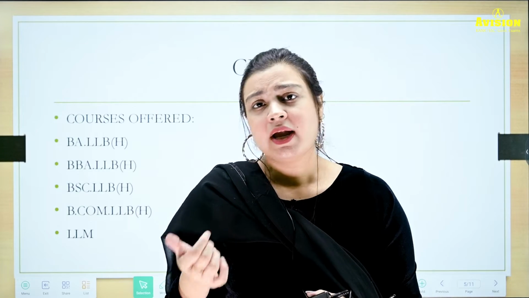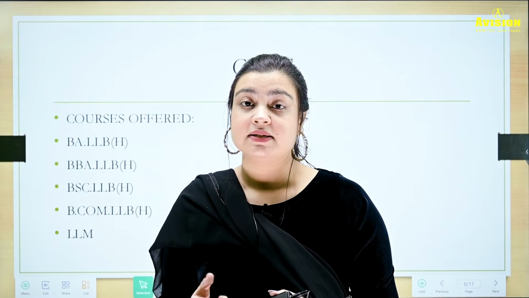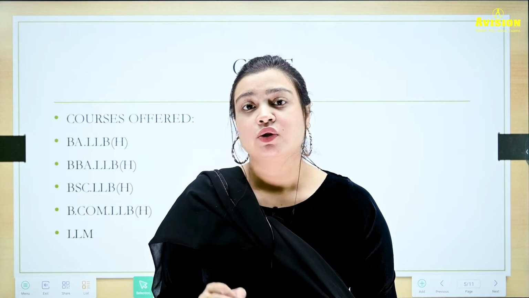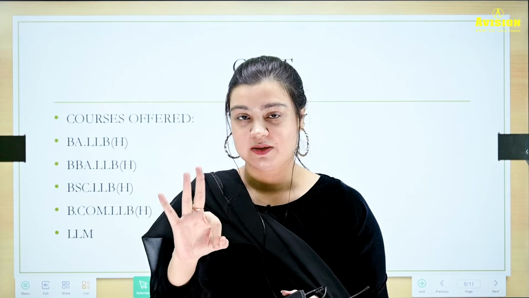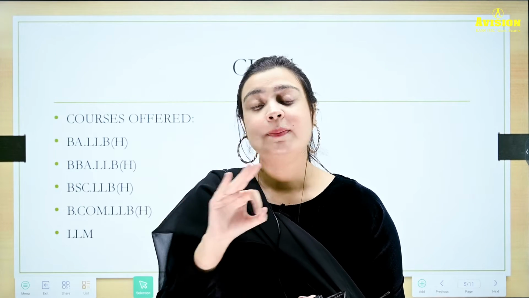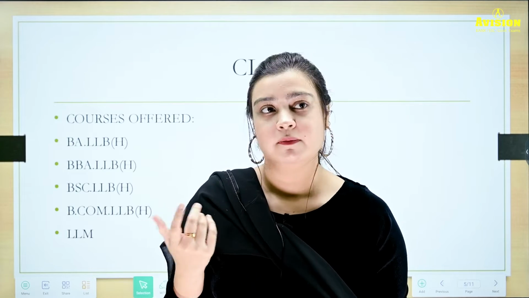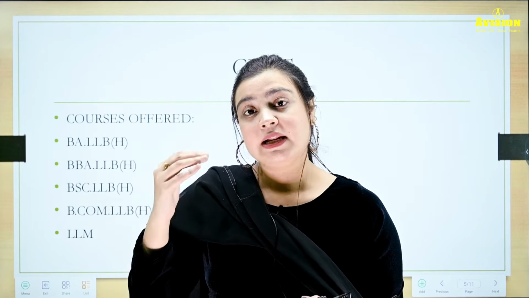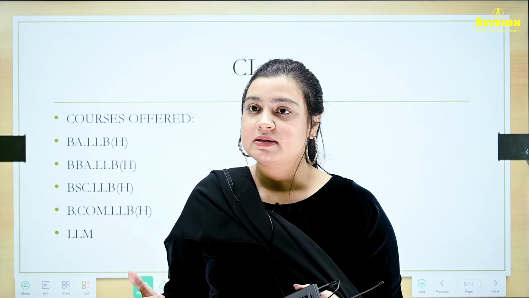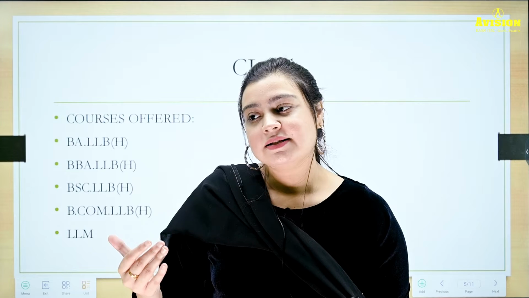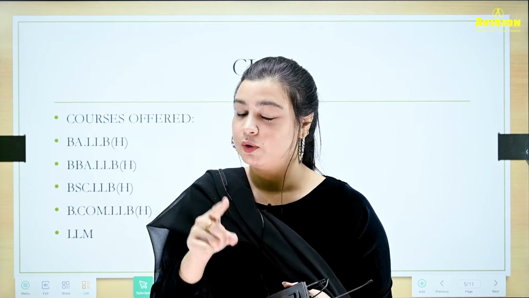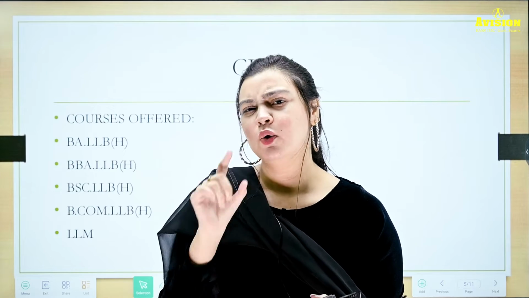So why this 5-year integrated law course? Because 1 year is being saved. How? For a normal graduation, the duration is 3 years. And for LLB, the duration was 3 years. So 3 plus 3 is equal to 6. Basic math. Now, to reduce the number of years, the CLAT examination made it possible for students to get this degree in 5 years.